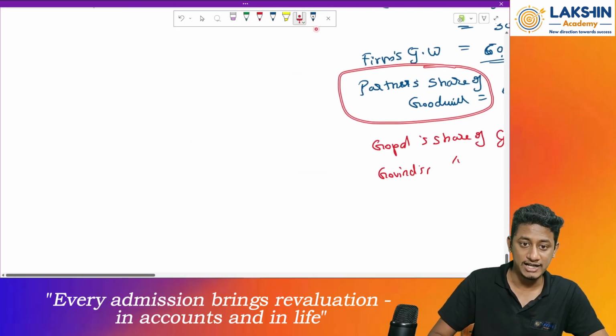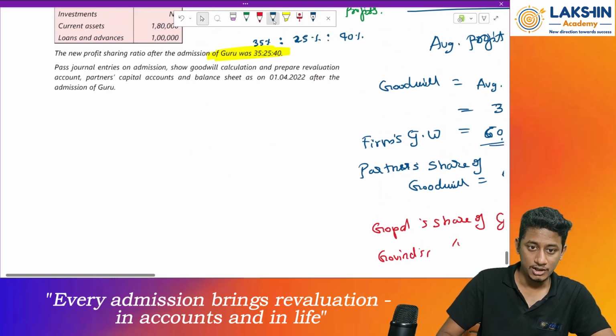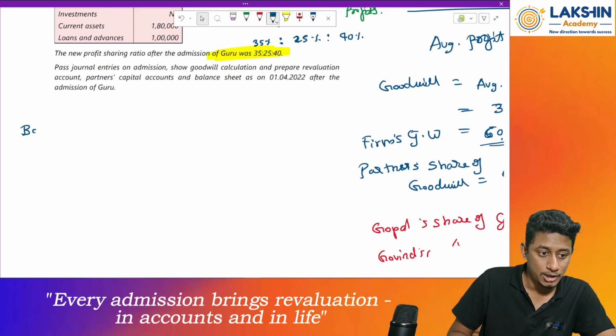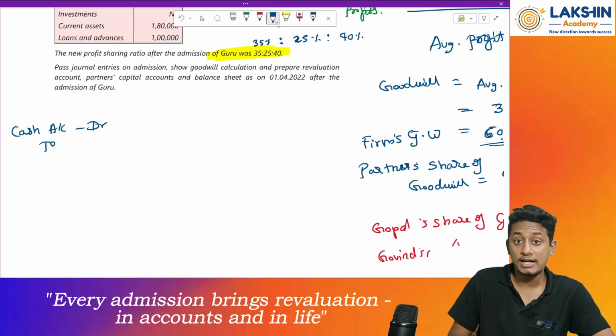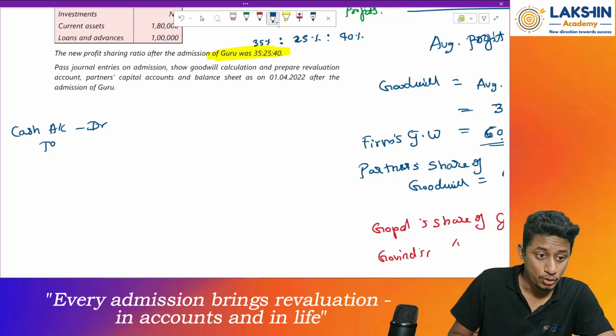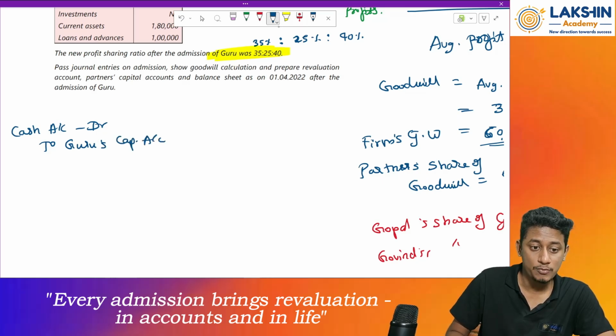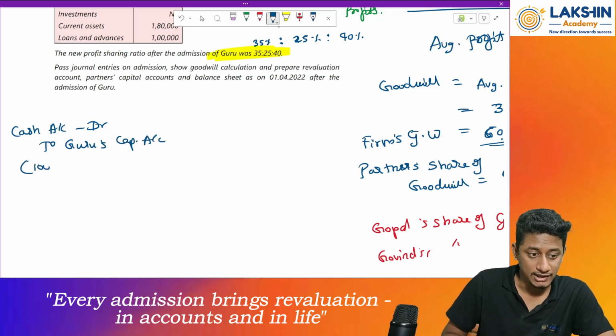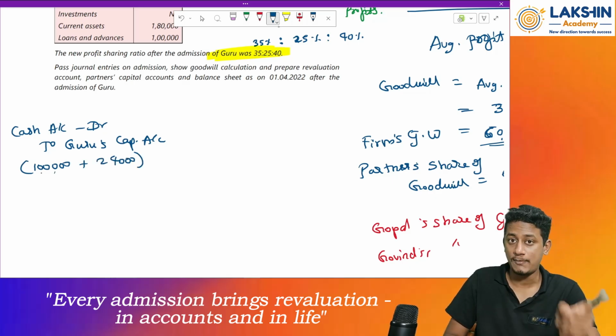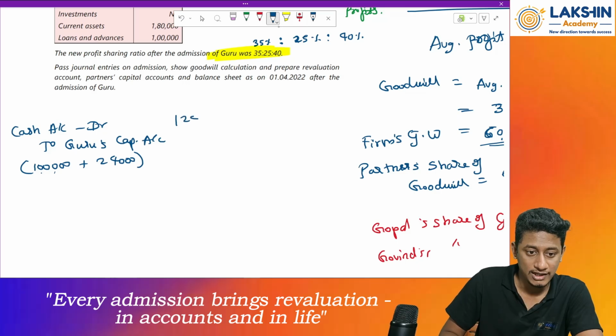Remember. So the first journal entry will be bank, or I can take cash account, debited to partner's capital account. Which partner's capital account? Guru's capital account. The new partner's name is Guru. Rupees, if I write 1 lakh plus 24,000. 1 lakh towards capital, 24,000 towards goodwill. So 1 lakh 24,000 is being brought in as cash. Okay. Then next.